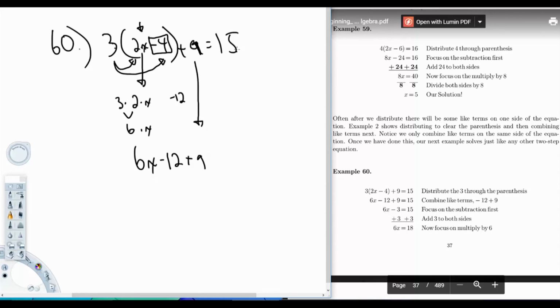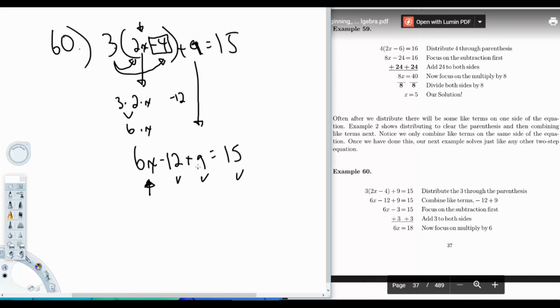Plus 9 equals 15. We're trying to get rid of those parentheses, right? Because we can't do anything with it because inside the parentheses there's a number with an x or a y or some letter that we don't know what it is. We don't know what the number is. So taking a look at this, now they say to combine like terms, right? So this is unknown, right? This is one thing. This we know, this we know, and this we know. We know what negative 12 is. We know what 9 is.